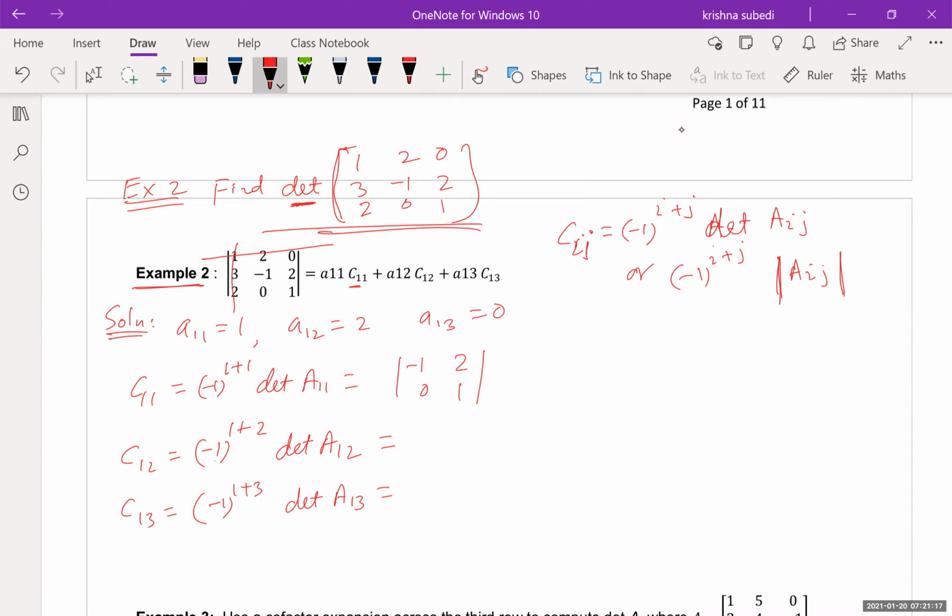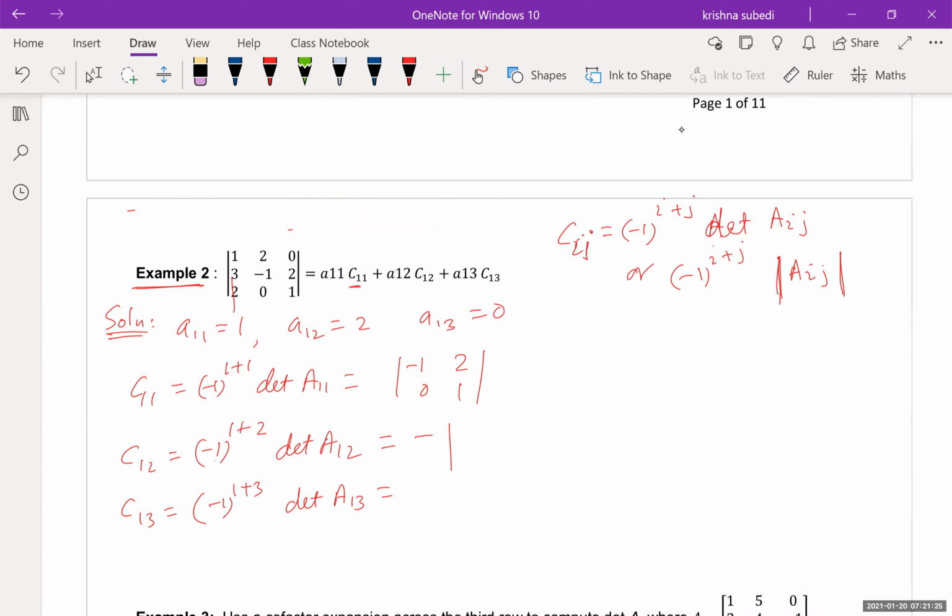Now second cofactor C12. This will be negative 1 power 3, which is negative, and then the determinant A12. So A12 means we are deleting first row and second column. So let me delete first row and second column. So the remaining is 3, 2, and 2, 1. And this guy, which will be negative 1 power 4 is positive, and determinant of A13. So which means you ignore or delete first row and third column, remaining 3, negative 1, and 2, 0.